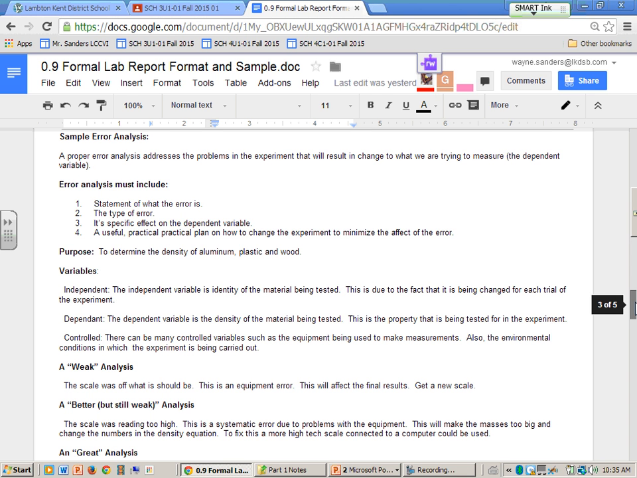environmental error. If I can't turn this thing down, that makes this a systematic error because it will always make the flame too blue. It can never be too yellow. So if the error always makes the effect always to one side and never varying back and forth, it makes it systematic.